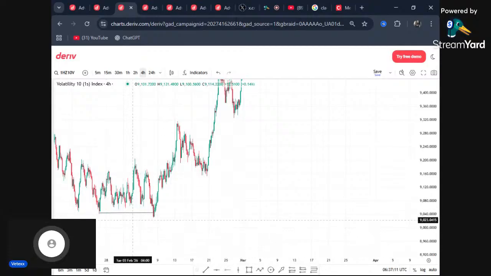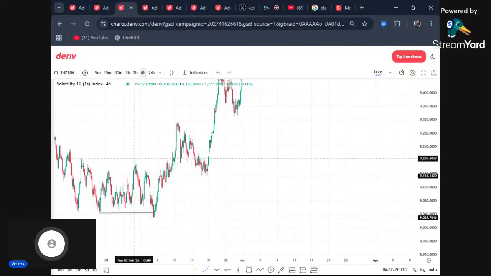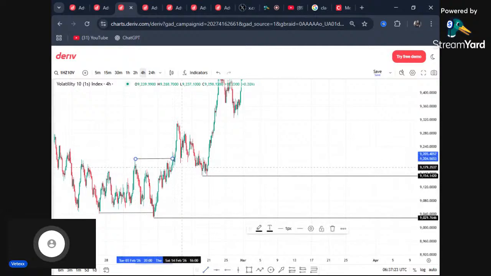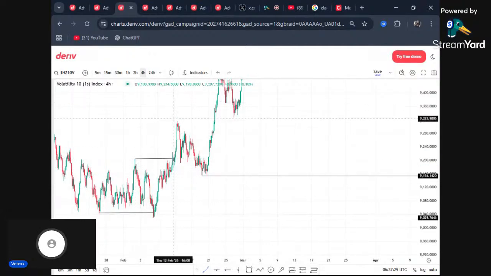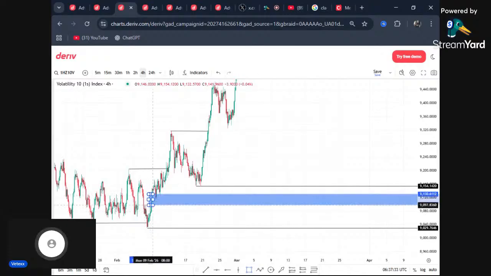We have our protected low right here. And then we have structural liquidity. Now remember, we need to have two breaks. This is our first break, and this is our second break here. And this was because of our point of interest.